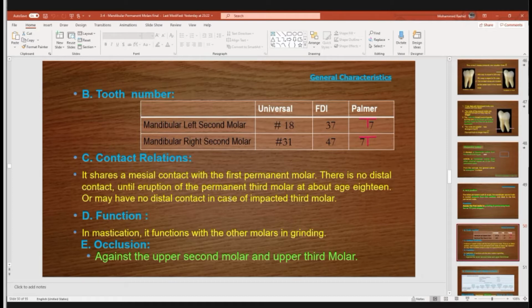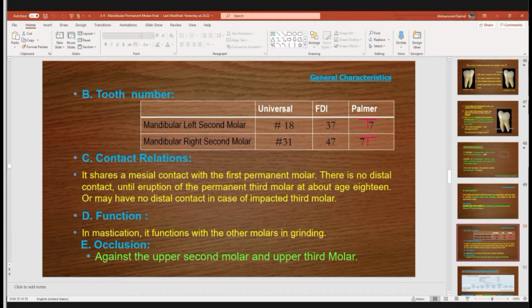Contact relation: it shares a mesial contact with the first permanent molar from the very beginning, because the first permanent molar comes at the age of 6 years and the second permanent molar at the age of 12 years. So when they erupt, they share the contact mesially with the first permanent molar. But on the distal side, until the age of 18, there is no contact. It is the last tooth of the jaw until the age of 18.